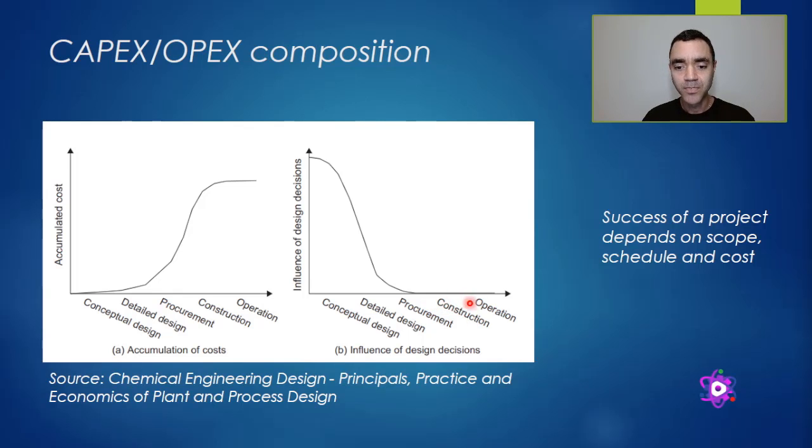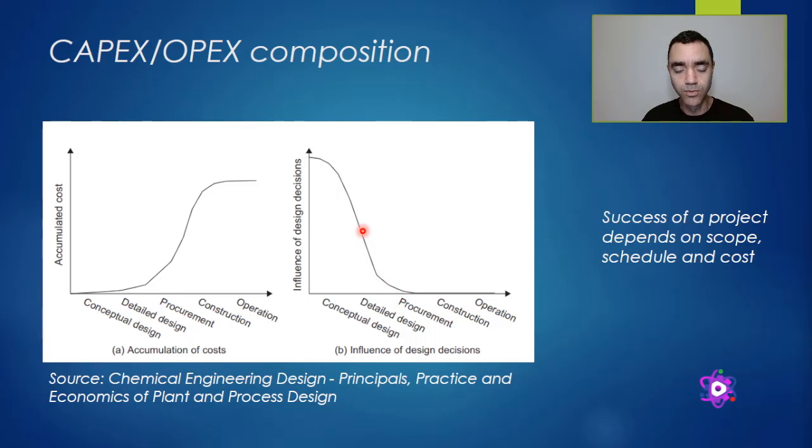What it means: any kind of decision that you make in operation will not influence this design, because the design was already done. So in the conceptual design, your decisions make a great difference in the design decisions. When you go to the detailed design, you still have time to modify what needs to be modified in the design.